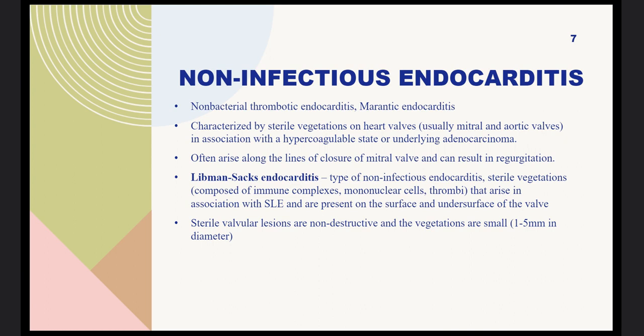A specific type of non-infectious endocarditis is Libman-Sacks endocarditis, and this is associated with systemic lupus erythematosus. Here, the vegetations are sterile and they are present both on the surface and undersurface of the valve. These vegetations are composed of immune complexes, mononuclear cells, thrombi, and the sterile valvular lesions are non-destructive and the vegetations tend to be smaller.